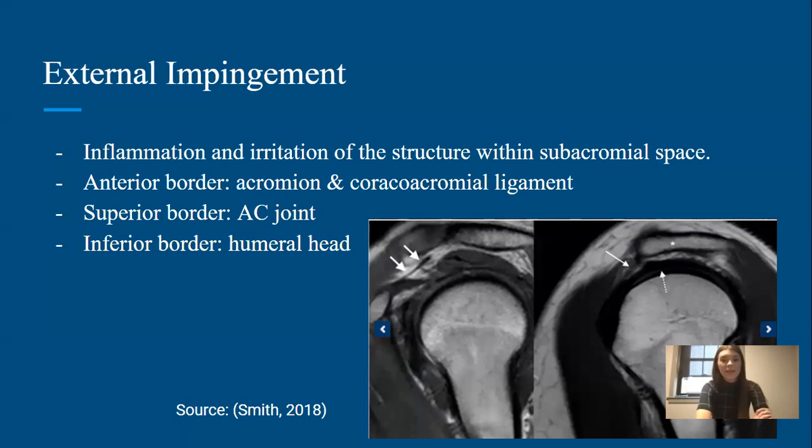The acromion and the coracoacromial ligament are the anterior border. The superior border is the acromioclavicular joint, which is also known as the AC joint, and the inferior border is the humeral head. Interestingly, the shape of the acromion is believed to potentially play a part in the genesis of external impingement syndrome. Pictured here to the left, you can see the subacromial space and the coracoacromial ligament. And to the right, you can see the supraspinatus tendon with the dash arrow, and with the asterisk, you can see the acromion.